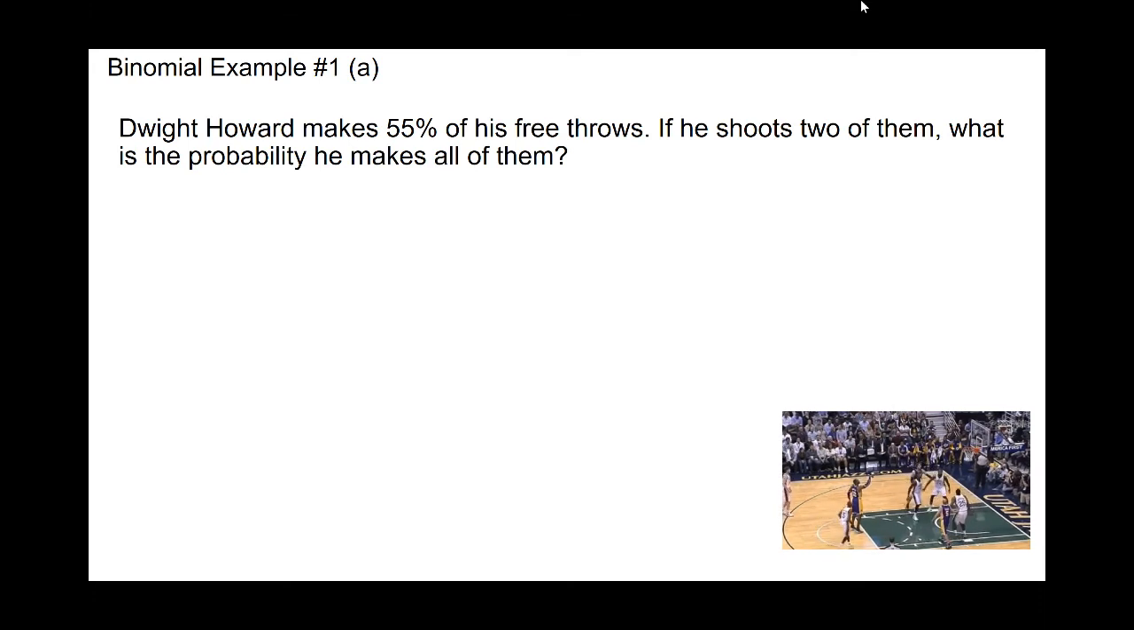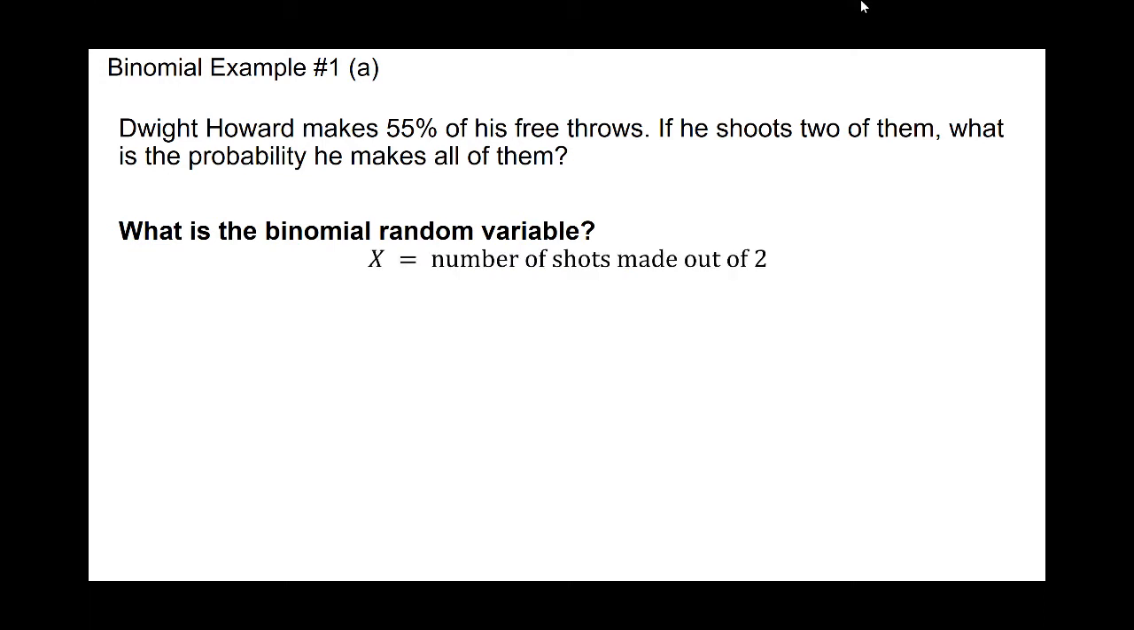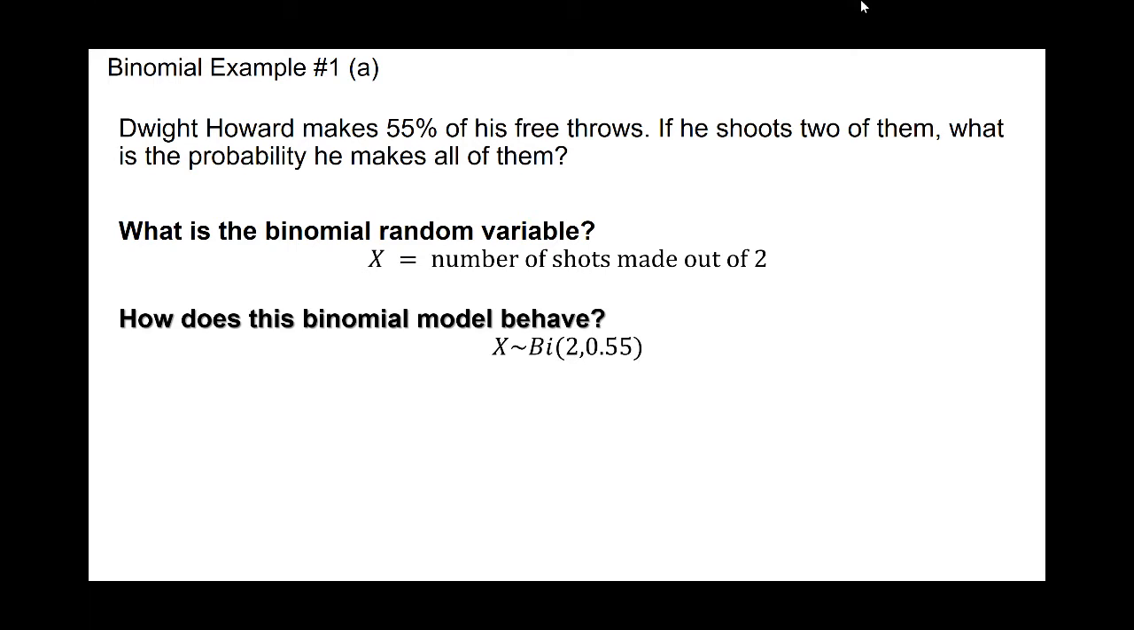So part A, we know that he's going to shoot two free throws. And the question is, what is the probability he makes all of them? So let's consider what our binomial random variable would be here. X equals the number of shots made out of 2. How does the binomial model behave?